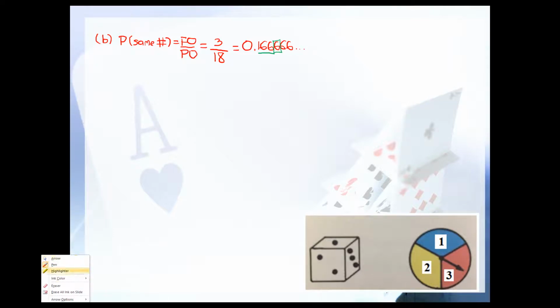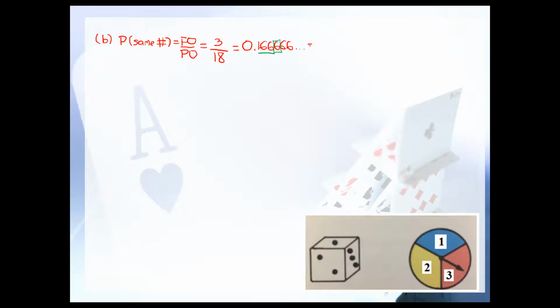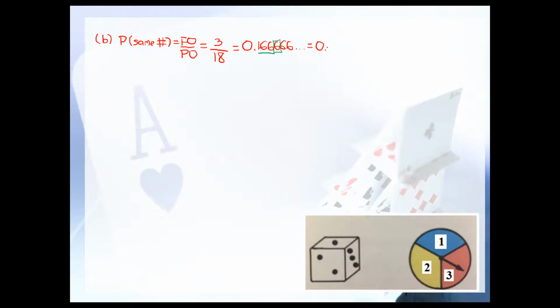So this would be equal to 0 decimal 1, 6, 7. And then turn it to percentage, move the decimal spot 2 units to the right, or multiply by 100. They both do the same thing. So this would be 16.7%.